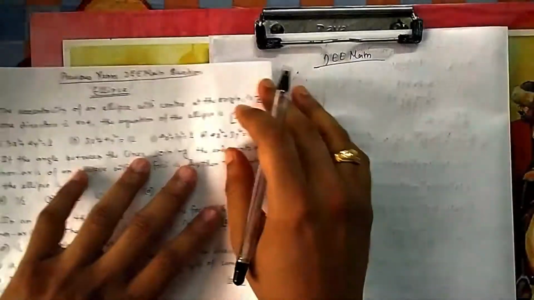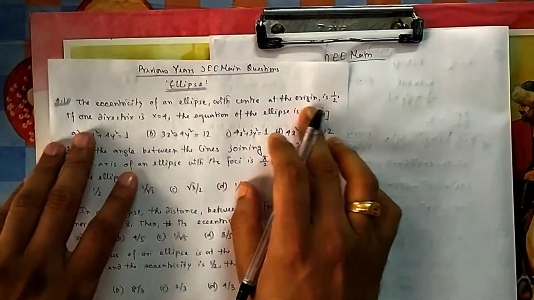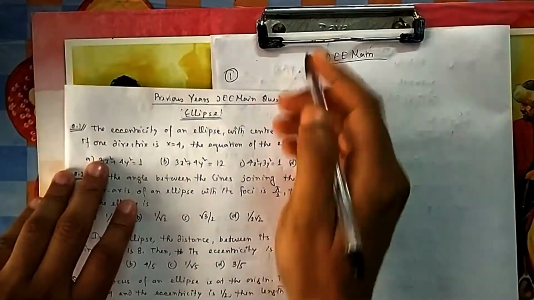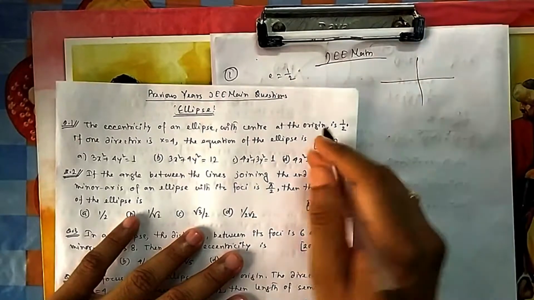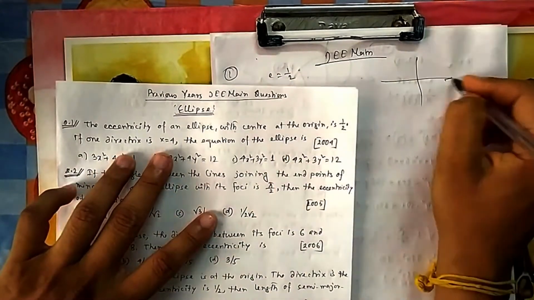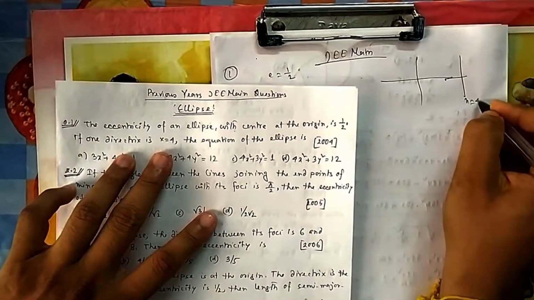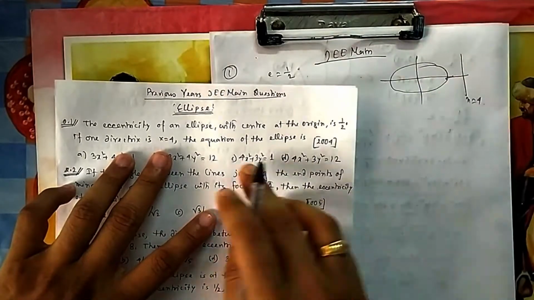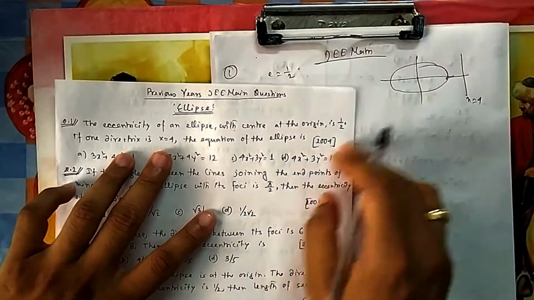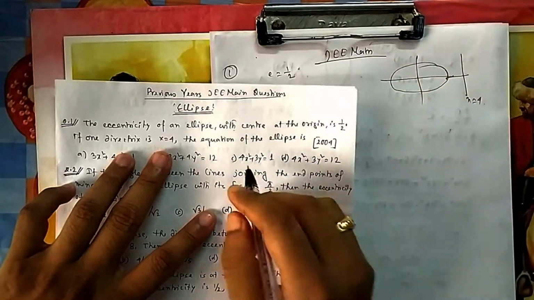So if you see question number 1, the eccentricity of the ellipse with center at origin is half. Eccentricity is half and the center is at origin, they are saying. One of the directrix is x equal to 4. Center is this one, so obviously the ellipse will be something of this fashion. You don't know, it can be vertical also, but it cannot be vertical because the directrix is given here.